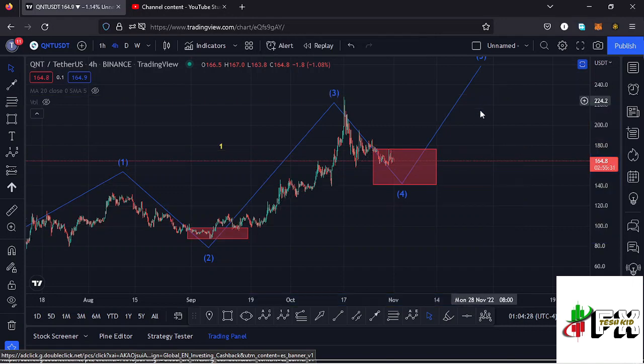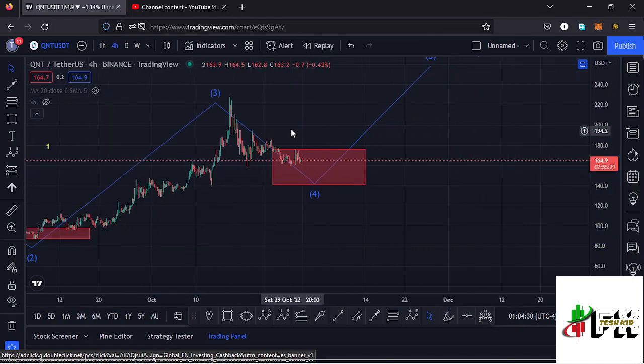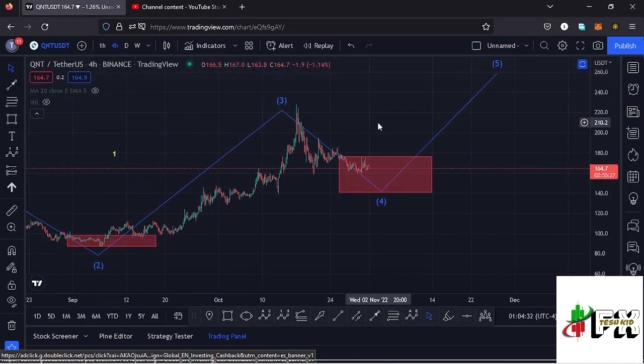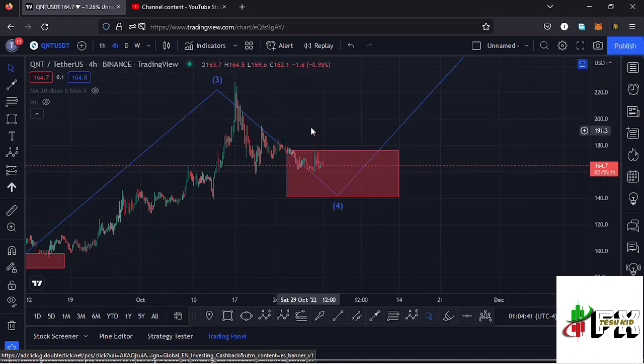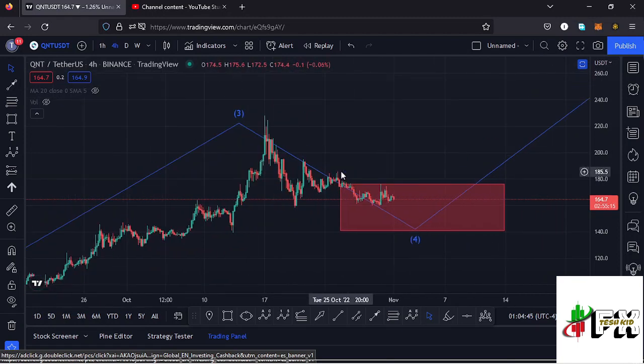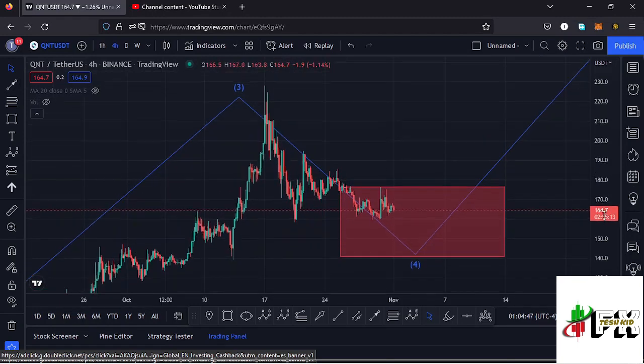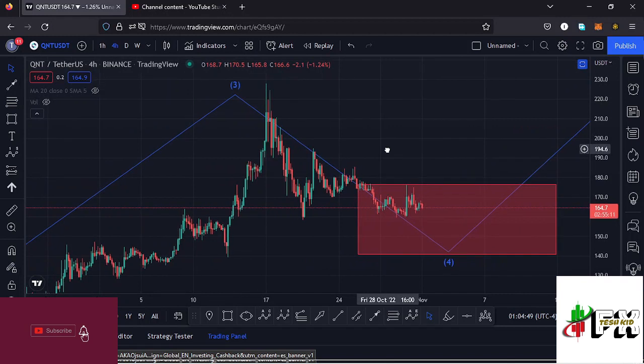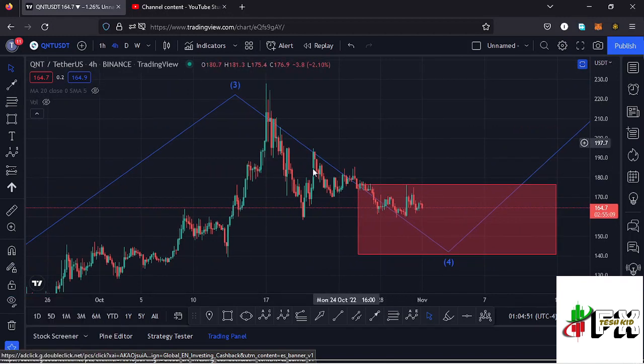So there are high chances that the low for this fourth wave is not yet in, because we have not fully maximized the formation of this target area over here. And because the fourth wave is also a corrective wave, I also expected to see an ABC corrective movement play out over here, and we are not seeing such a structure, a complete structure of that ABC corrective movement.